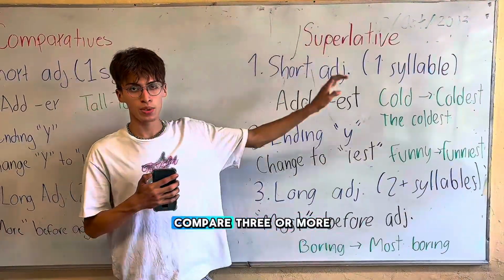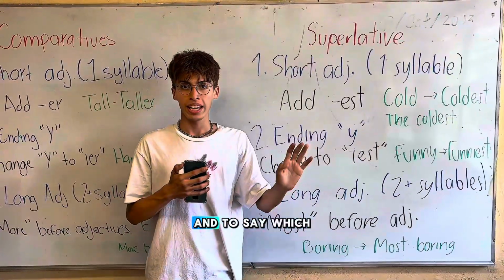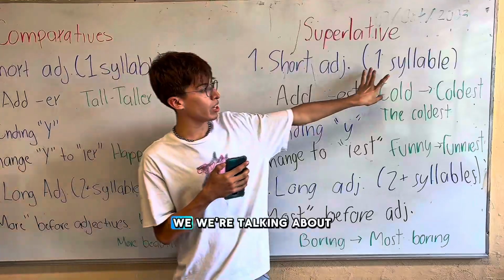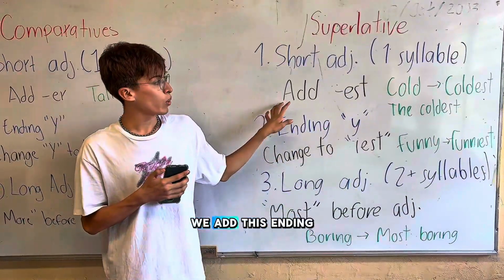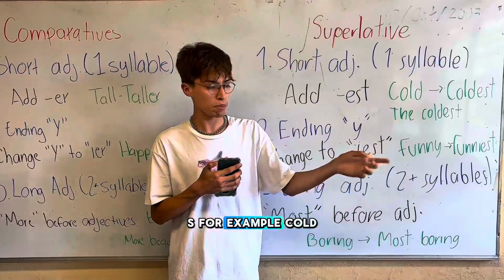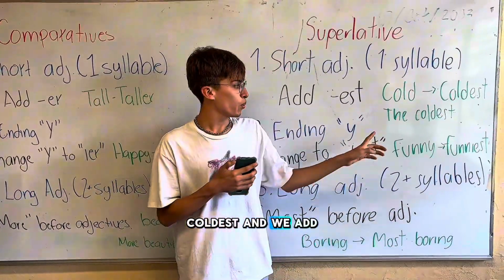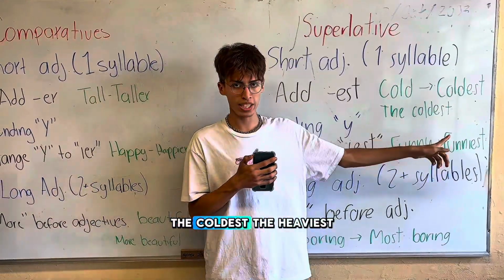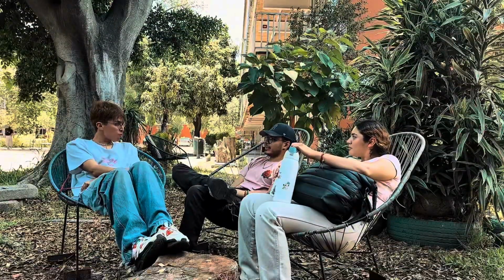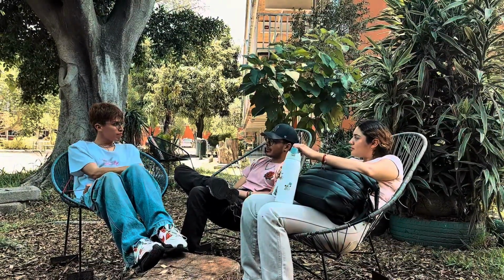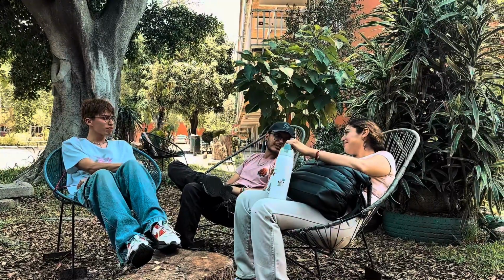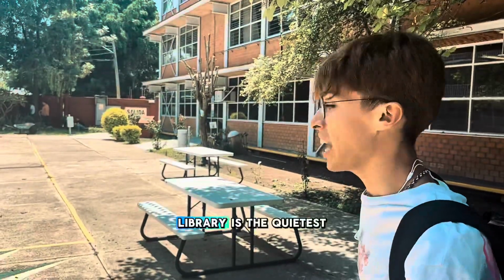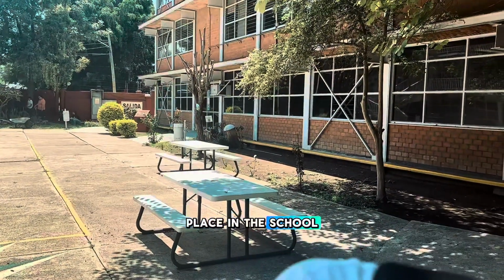We use superlatives to compare three or more things and to say which is the most, okay? With short adjectives, we're talking about one syllable. We add this ending, est. For example, cold, coldest. And commonly we add this article, the, okay? The coldest, the heaviest. Alan is the oldest in the group, and Genavi is the youngest in the group. The library is the quietest place in the school.